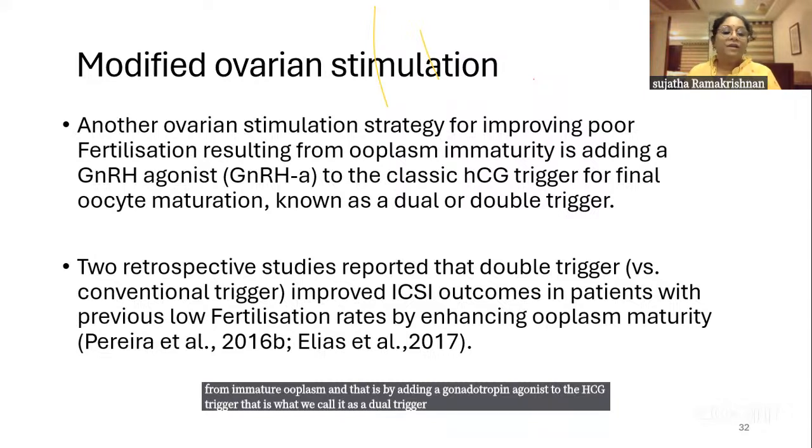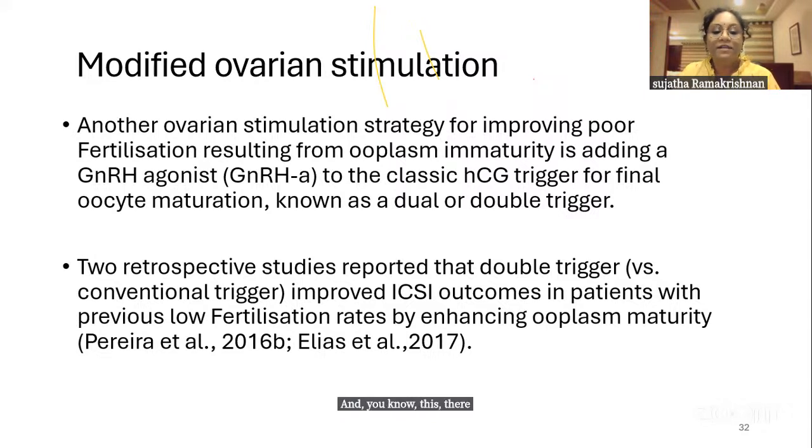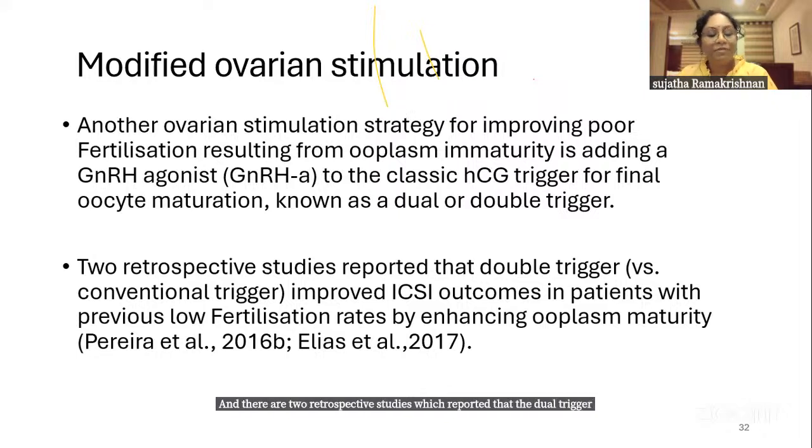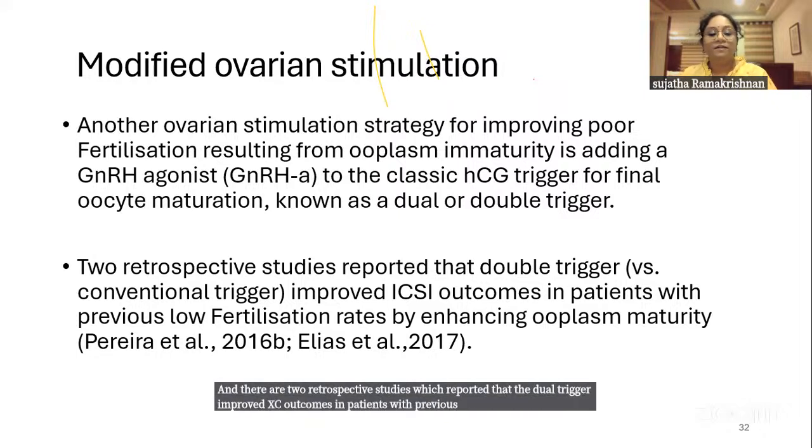And there are 2 retrospective studies which reported that the dual trigger improved ICSI outcomes in patients with previous low fertilization rates. And this, they say, it does by enhancing the ooplasm maturity. Okay, these are the 2 articles which have said that.